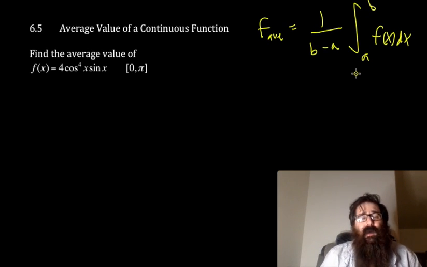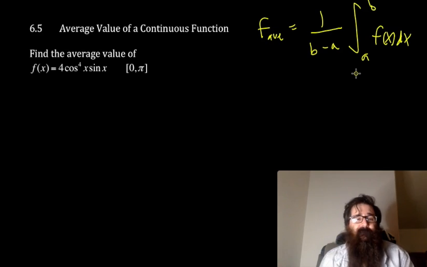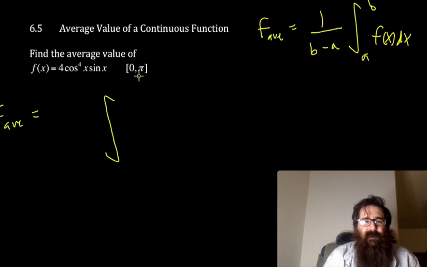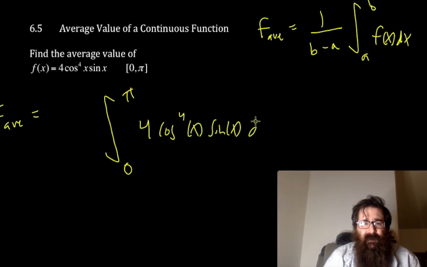Okay, so let's go ahead and talk about this. I want to find the average value of the function 4 times cosine to the 4th times sine, from 0 to pi. Right away I can set this up. The average value should be given by integrating the function on its region, from 0 to pi, of 4 times cosine to the 4th times sine with respect to x.